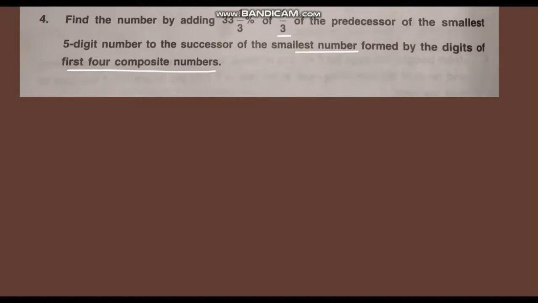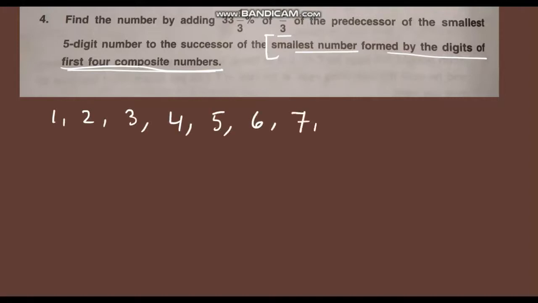First of all, let us try to find out the numbers which can be put in the mathematical statement. So first let us find out the smallest number. See here, the smallest number formed by the digits of first 4 composite numbers. Now children, do you remember what are composite numbers? So see, suppose if we write 1, 2, 3, 4, 5, 6, 7, 8, 9, and let us say 10 also. Now here first 4 composite numbers.